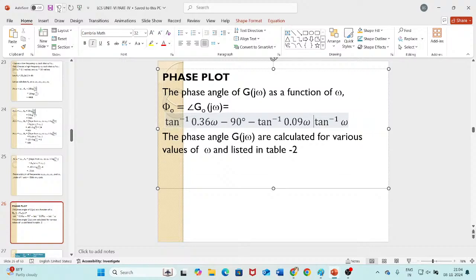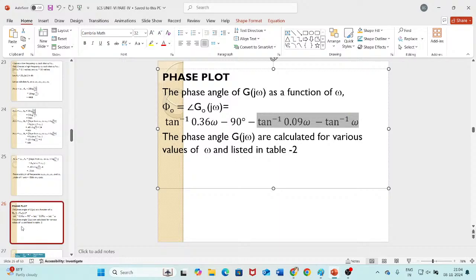So you know how to write the phase angle. It is tan inverse of 0.36 omega, minus 90 because there is an integral factor, minus tan inverse of 0.09 omega, minus tan inverse of omega. These two factors are denominator factors. This is a numerator factor, that's why it is positive. This is an integral factor, that's why it is negative. And since these two are denominator factors, these are also negative.